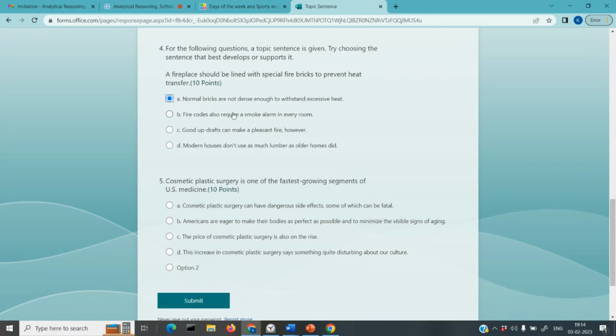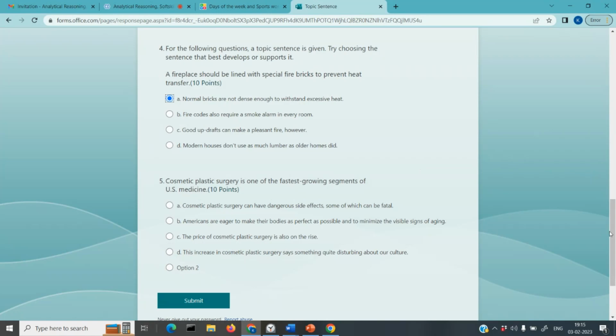Okay, Kavin, why do you think the other options are wrong? Ma'am, the question itself has the word heat, and option A also contains excessive heat. So it's relatable. Very good. That is a very, very quick grasp. And the remaining three are about smoke and about fire. The last one is about modern houses not using much lumber as old homes did. It's about houses and homes, ma'am. Okay, very good, Kavin.